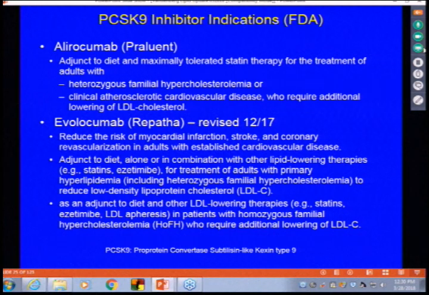I just put a list of the indications. Basically, both are approved for familial hypercholesterolemia, and then patients who need secondary prevention who need additional LDL reduction. So this is typically the statin intolerant, and that's the same indication for both.